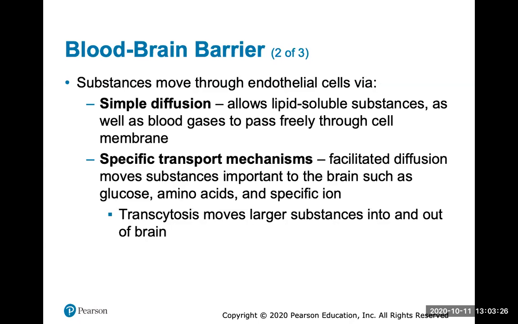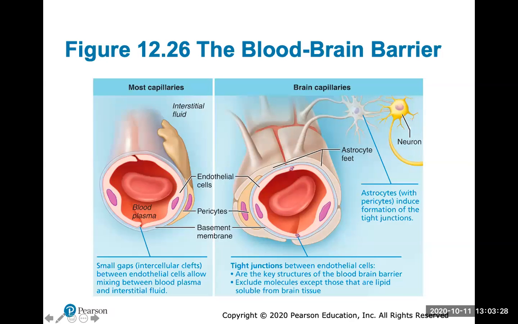So this is just a look at the brain capillaries. Actually, it shows you the difference between most capillaries in the body and the brain capillaries. And you can see how in the brain, there are tight junctions between endothelial cells. So these astrocyte feet wrap themselves around the capillaries to only allow certain things to get out of the blood capillary into the brain interstitial fluid.